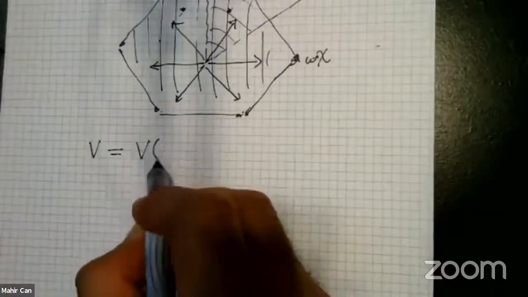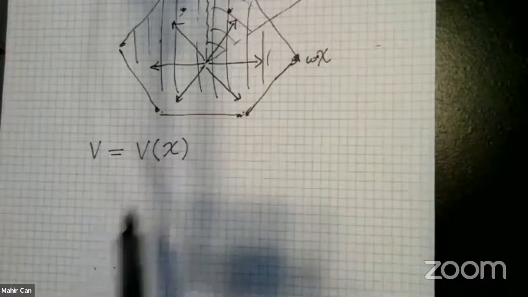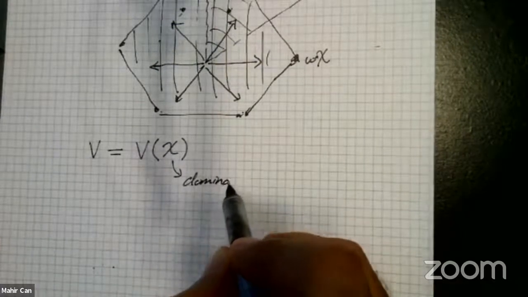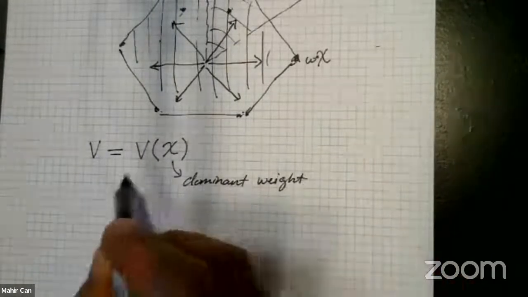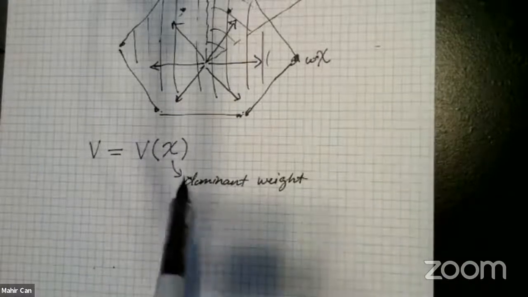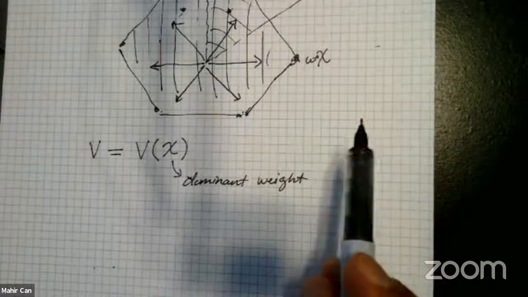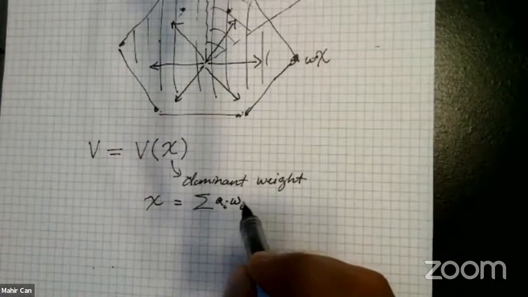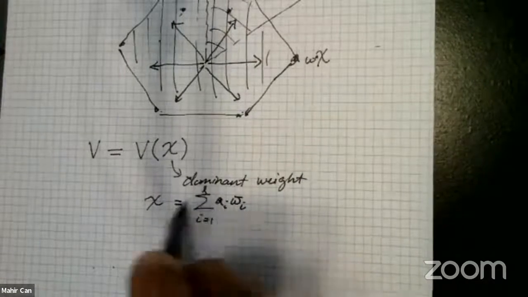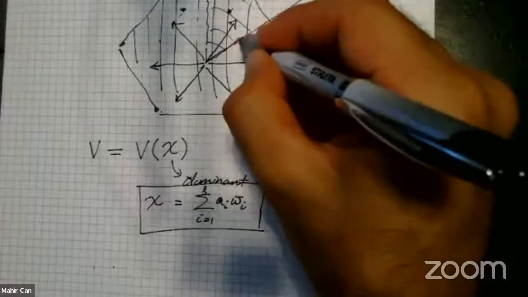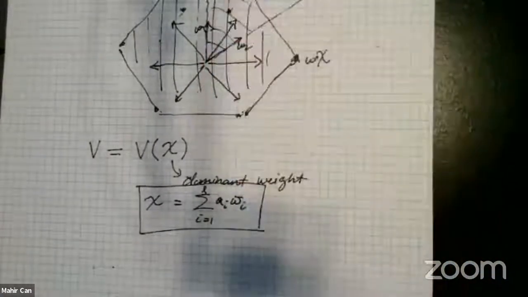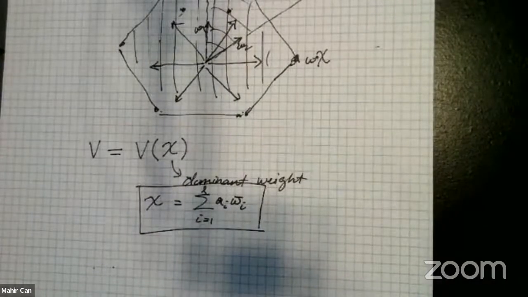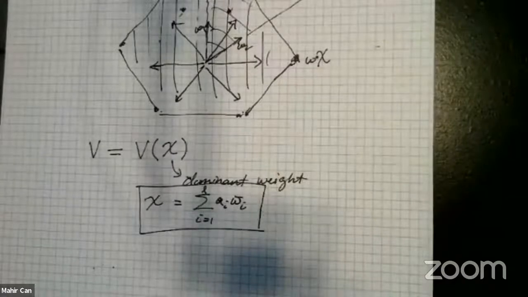So now we know that our simple modules or irreducible representations are indexed by dominant weights. So chi is a dominant weight, in particular, say highest weight, okay. And so it can be written this way: a sum of coefficients a_i times omega_i's. These are fundamental dominant weights. So this is our omega 2 here and omega 1 in here. Okay, so we get a nice combinatorial picture out of this representation theory of simple modules of reductive groups.